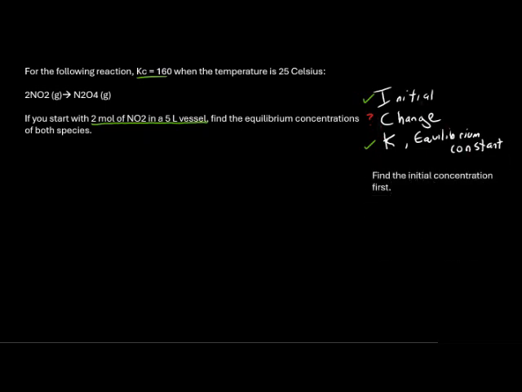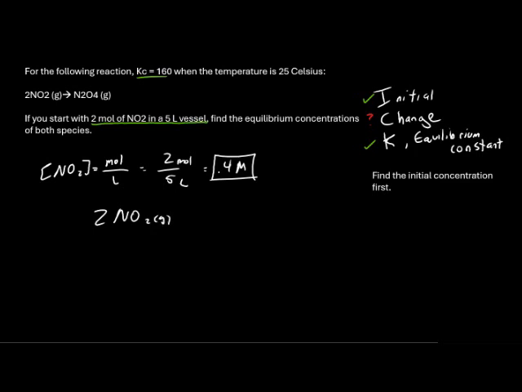To find concentration, we'll say that our concentration of NO2 is equal to our moles over our liters. Our moles are 2 and our liters are 5. If we divide, we will get 0.4 molarity. We'll write 2 NO2 gas yields N2O4 gas.